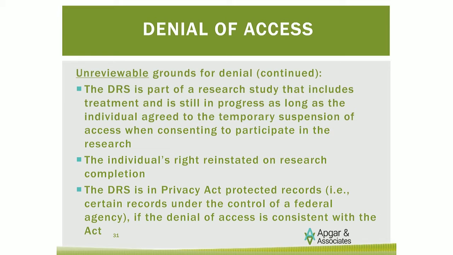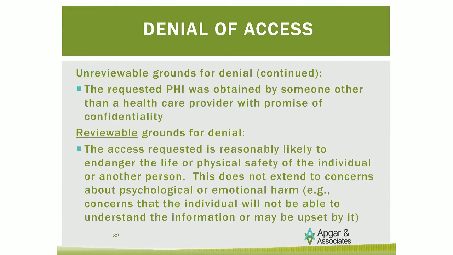The other thing that you don't have to disclose are things like federal agency secret information, things that are protected under the Privacy Act. You can deny that access if that's consistent with the Privacy Act. In other words, the Privacy Act says you can deny access for these things, and that's what you're doing. As with everything, document the heck out of it.